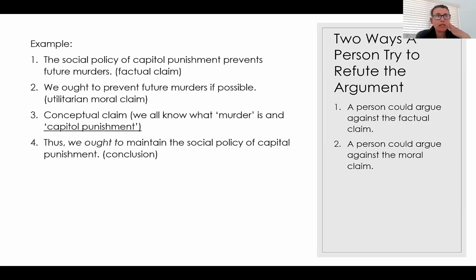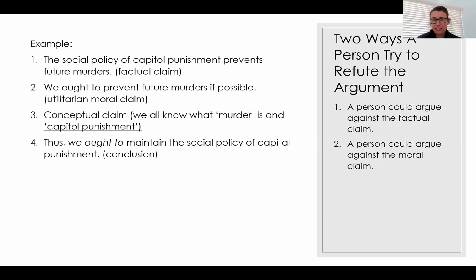Capital punishment is a human rights violation, and even if it does prevent future murders, it is cruel and unusual punishment. It violates human rights. So even if I accept one, I reject two, and therefore the conclusion does not follow. Okay? Or a person could disagree on both of those grounds.